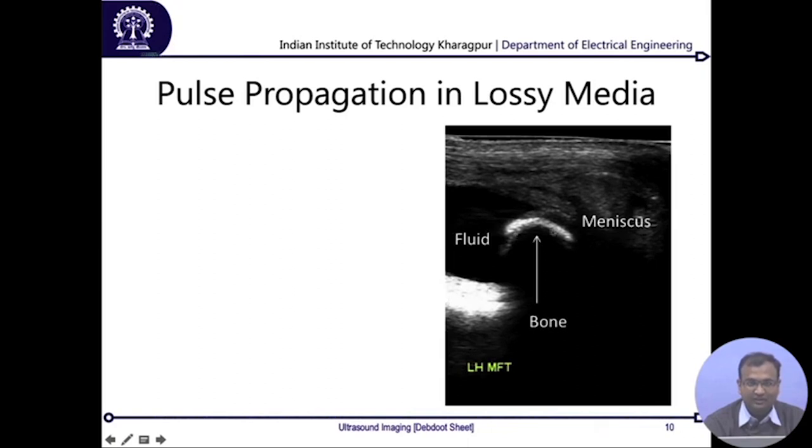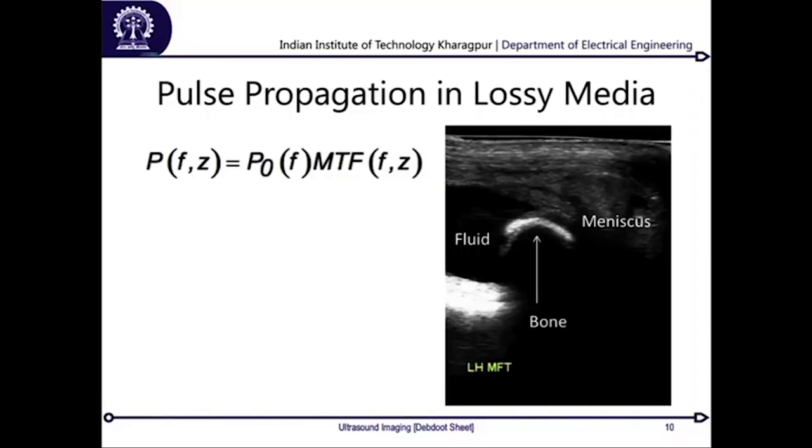Now, the moment you hit the bone, after that you basically have a complete shadowing. You do not get any more reflections back from there, and that is called perfect acoustic shadowing. So, this is in effect what happens in the image, which is a property of all the objects which you are trying to image. They are very characteristic attributes of tissue properties themselves.